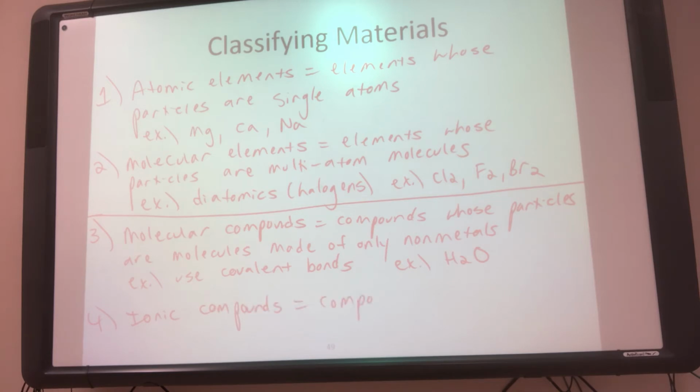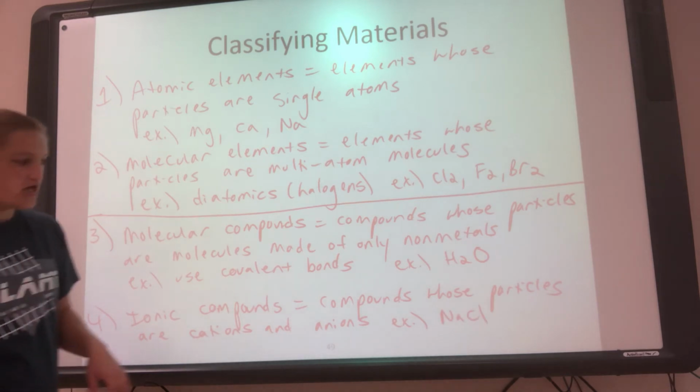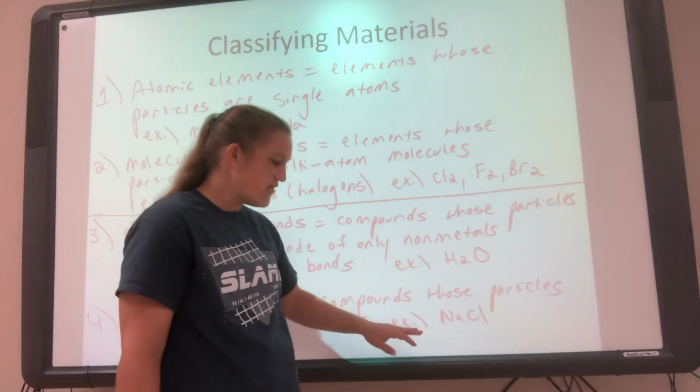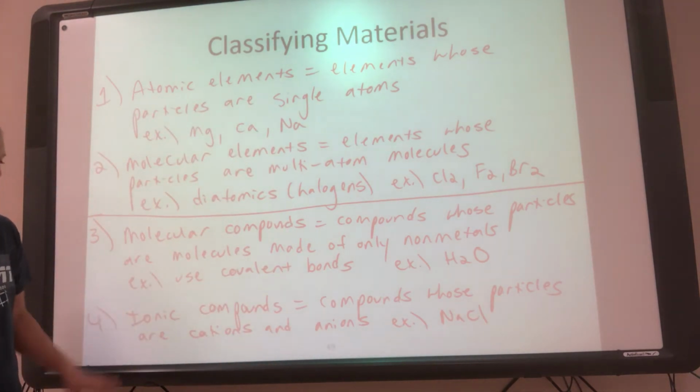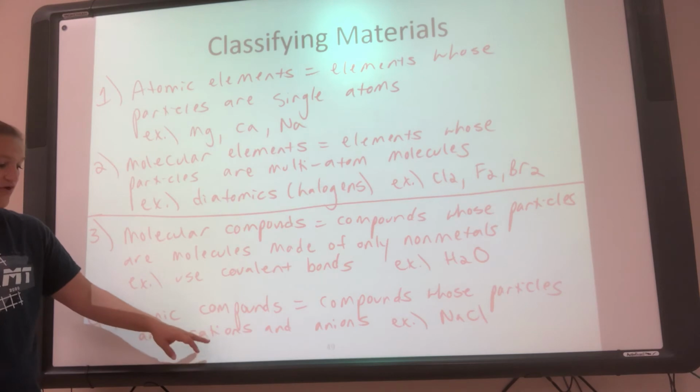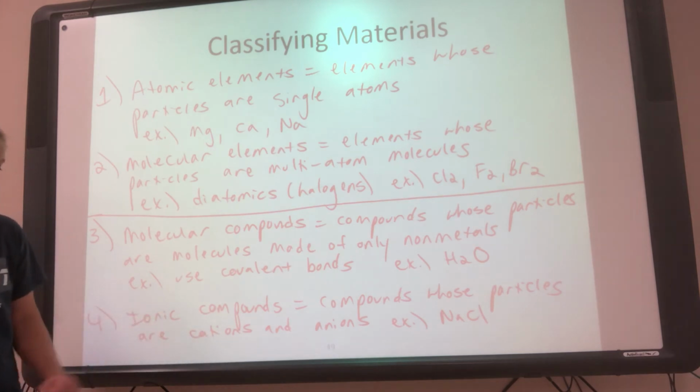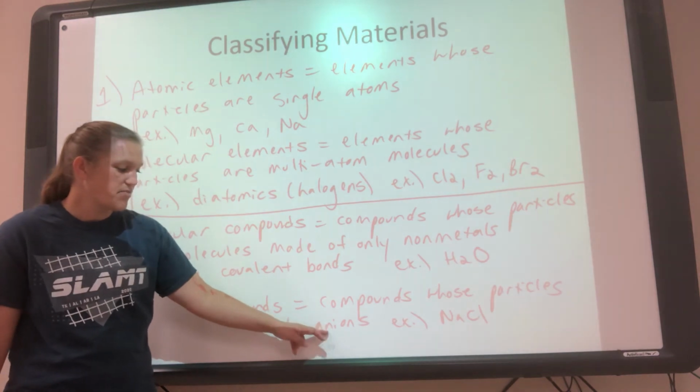These are compounds whose particles are cations and anions. Okay? So an example there is they're going to use ionic bonds. This would be like NaCl. Okay? Because you've got a metal and a nonmetal, but specifically this is the cation, this is the anion. Okay? So remember, ionic compounds, you have a cation and an anion. The cation could be a metal invariant, metal variant, or a polyatomic. The anion could be a nonmetal, or it could be a polyatomic.